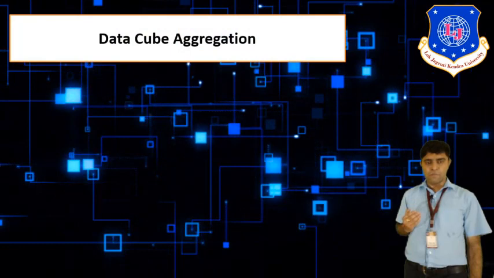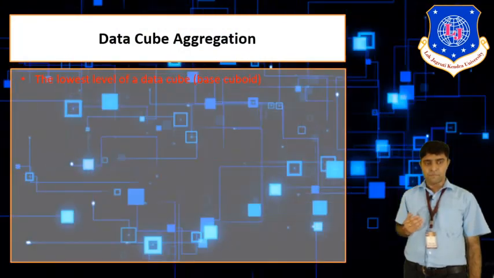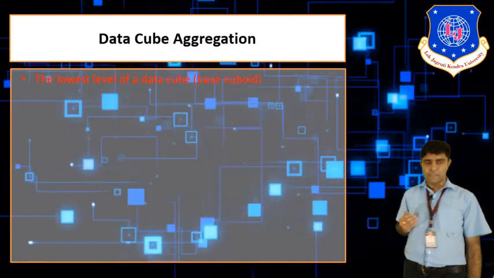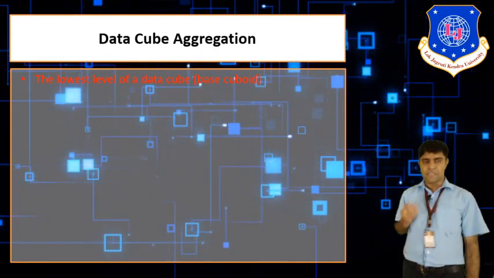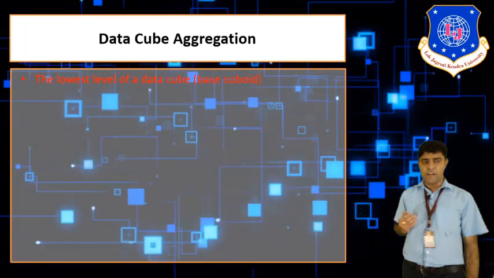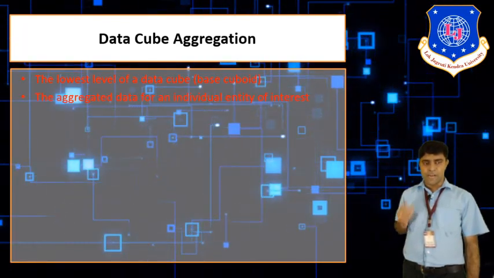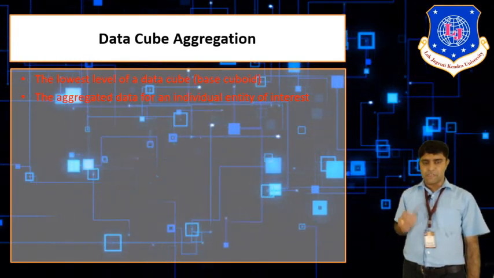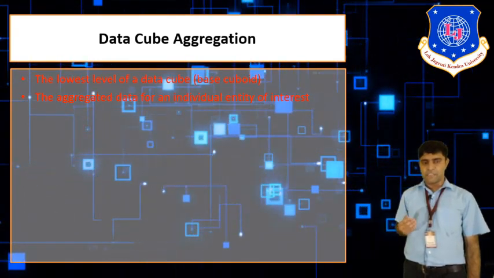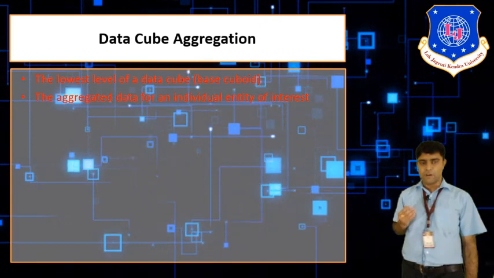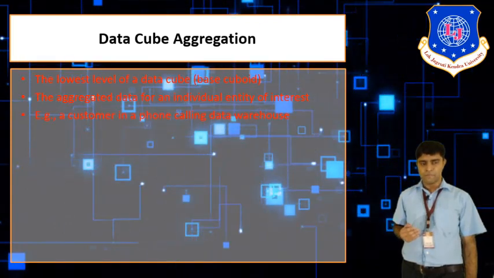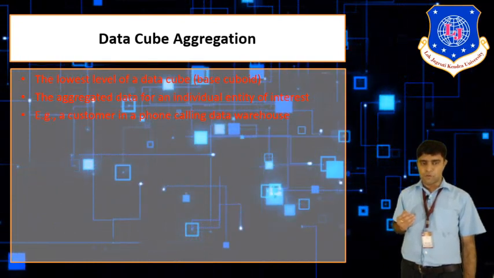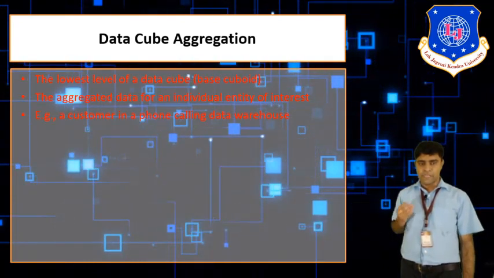Next is data cube aggregation. The lowest level of data cube aggregation is based on the cuboid. So basically data cube aggregation is based on the cuboid model. It is the lowest level of aggregation. The aggregation of data is at the individual level. Basically it is useful for an individual entity of data, for example, a customer in a phone calling data warehouse.